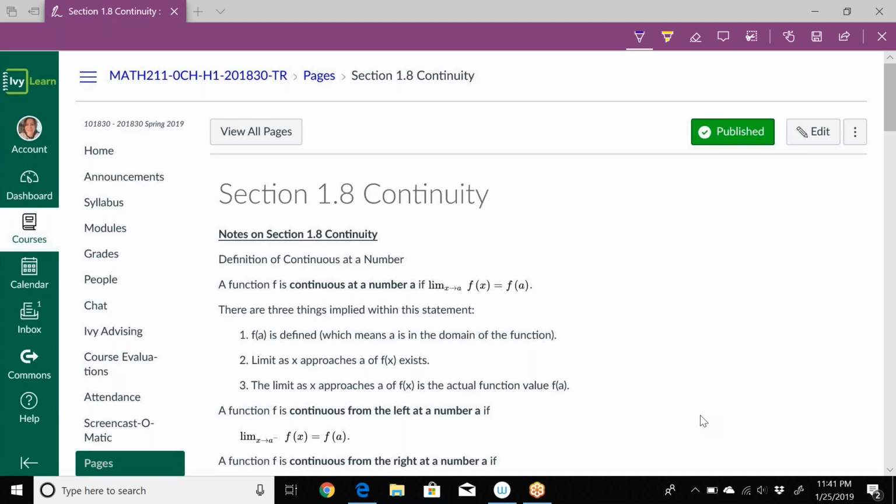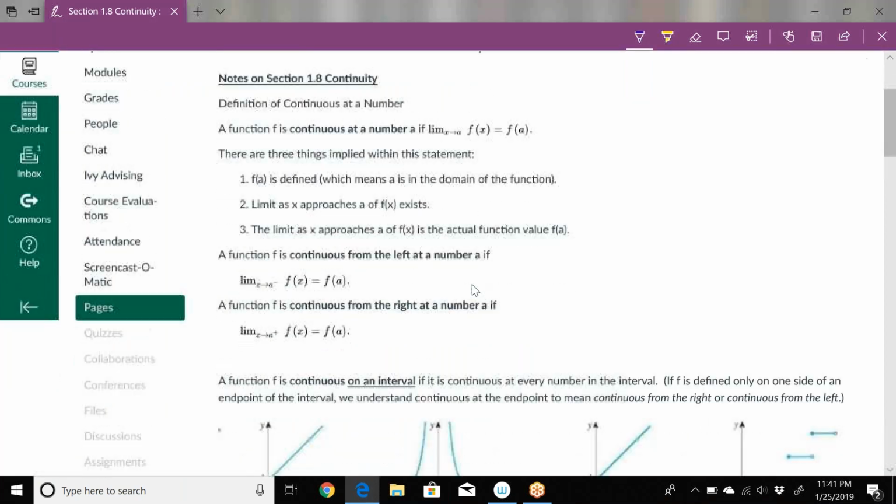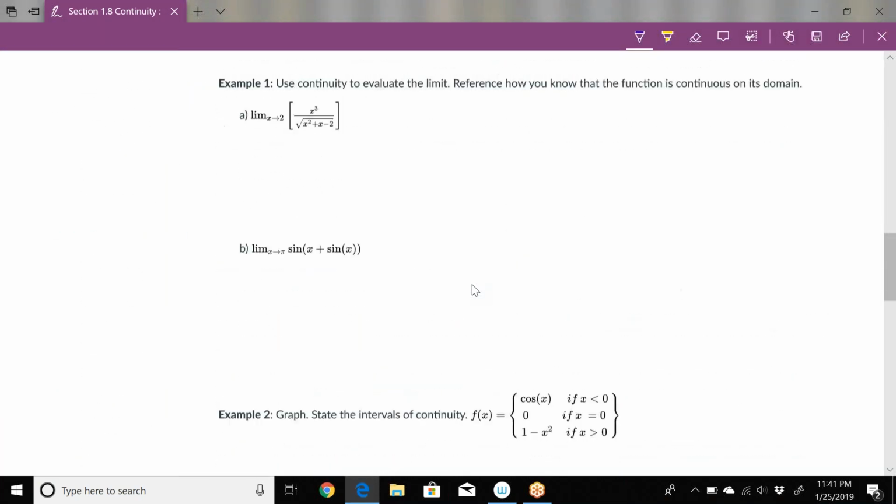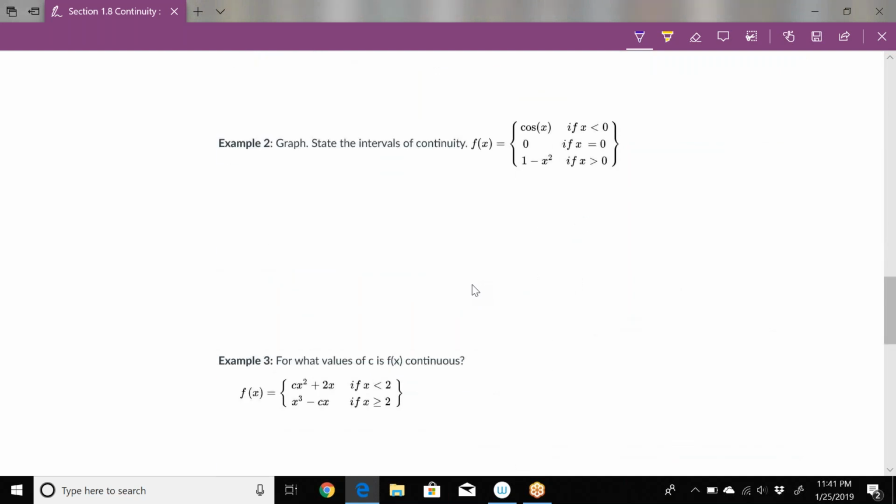This is Math 211, Section 1.8, Continuity. We had a few examples from this section that we skipped over in class, starting with example 2, which says to graph this piecewise function and state the intervals of continuity. Remember, continuity means, in everyday English, that we can trace the entire function without lifting a pencil. So we're wanting to know if this piecewise function is continuous or if it has any discontinuities.